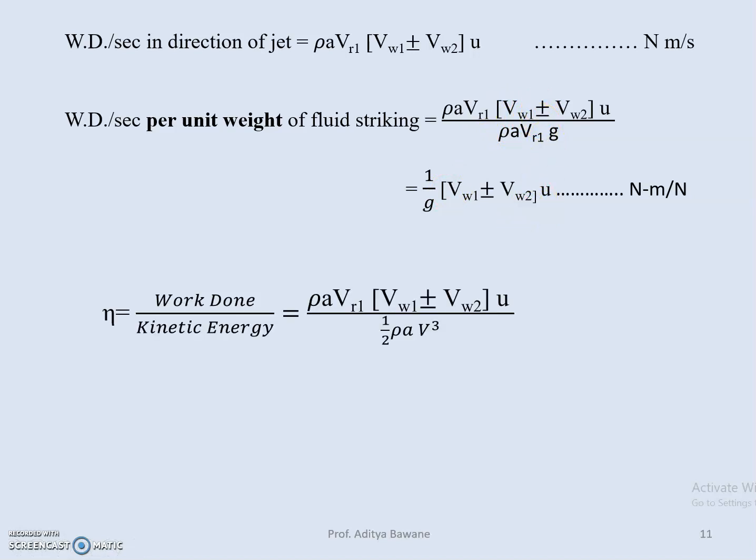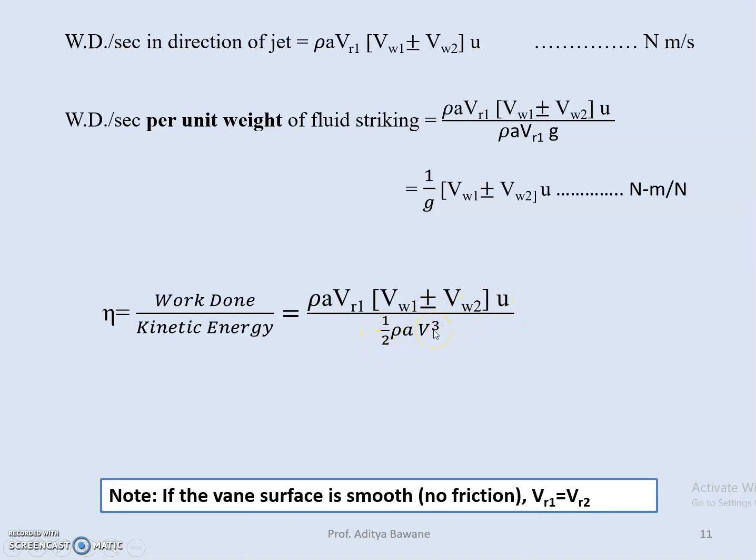Similarly for kinetic energy, half rho a V cube. So efficiency becomes rho a VR1 (VW1 plus or minus VW2) into U divided by half rho a V cube. Now in this case again we need to consider that we have assumed the vane surface is smooth, so VR1 equals VR2. If the vane surface is different, in that case this will be different and U1 will not be equal to U2.